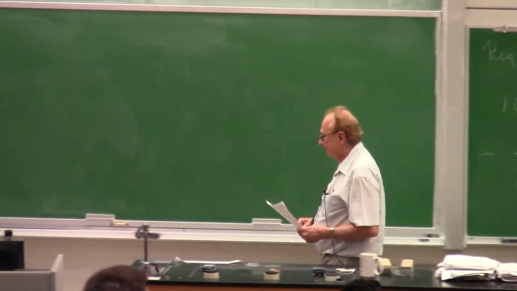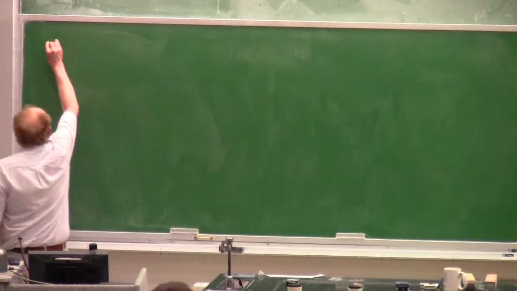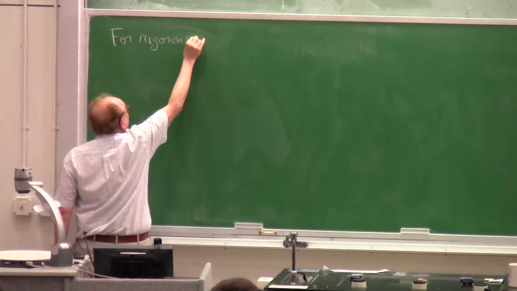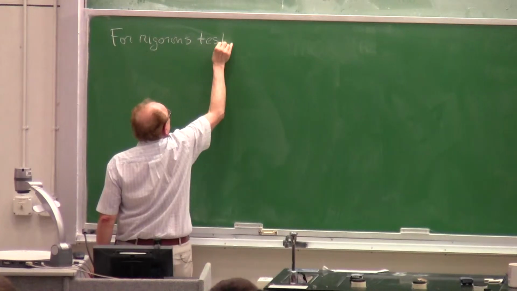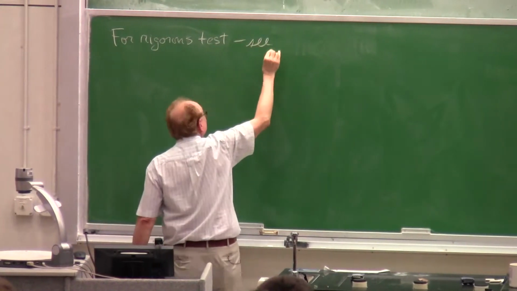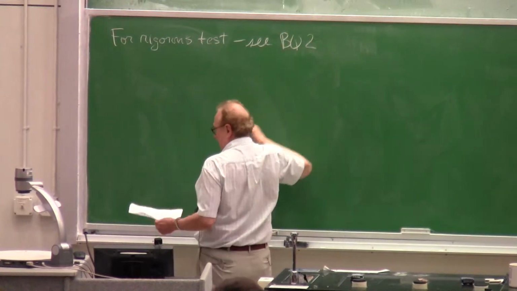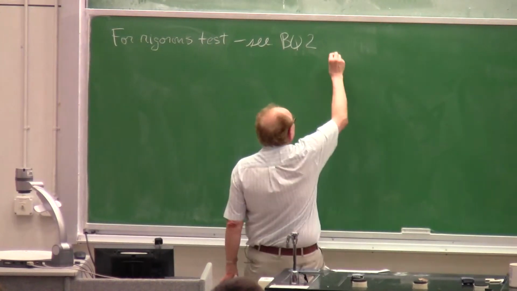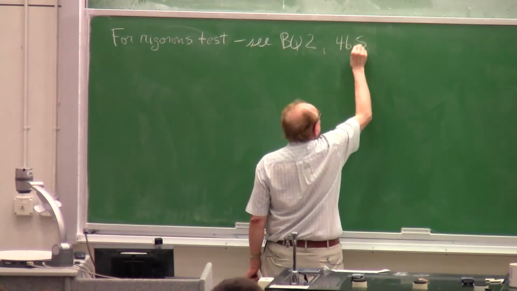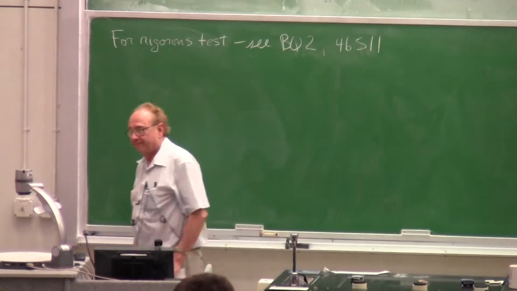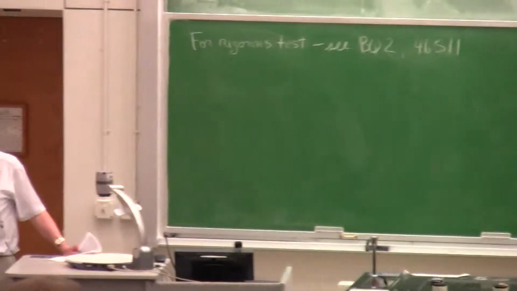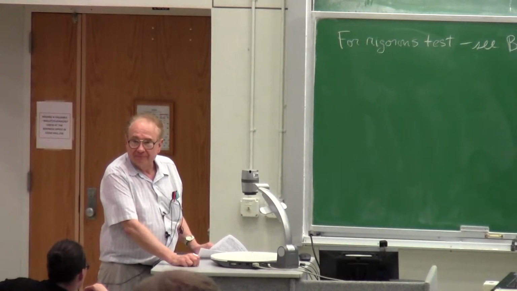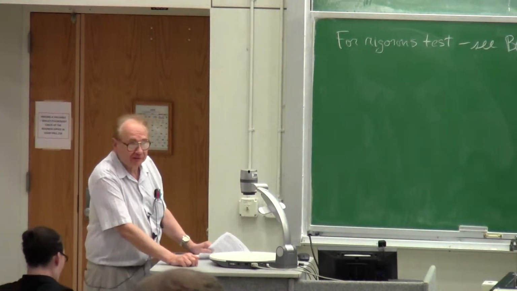Now for reference, for a rigorous test, BQ2. I used to call them bonus quizzes, but I changed their name to special quizzes. 46, summer 11. If you look at the key to BQ2 46 summer 11, I have a copy of it here in my hand. You'll see how we play the game. Let's take a look at the nuts and bolts of this.